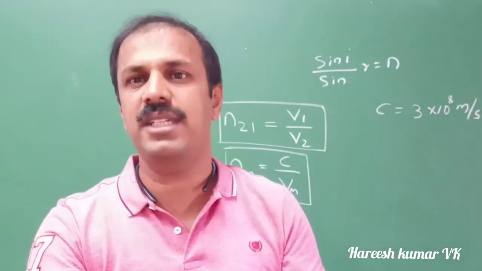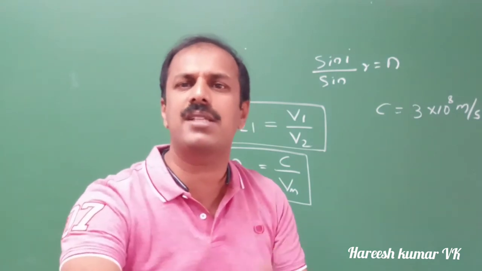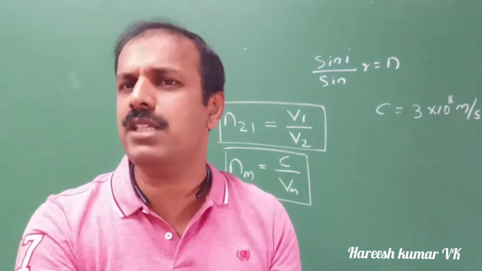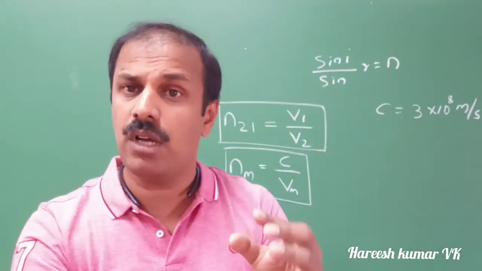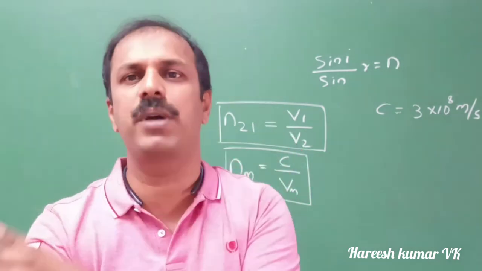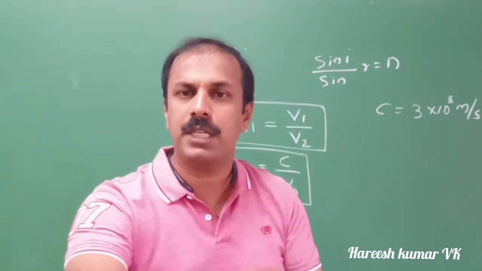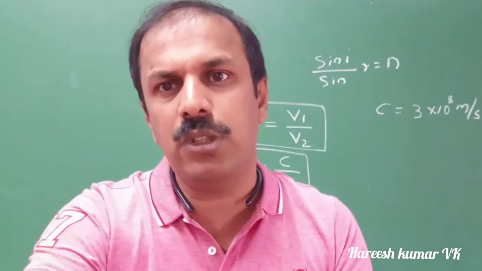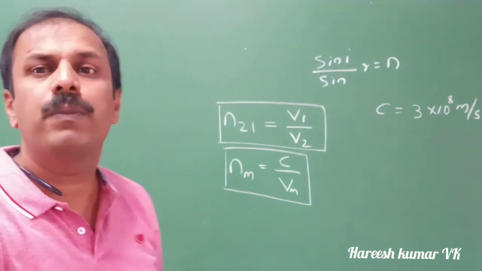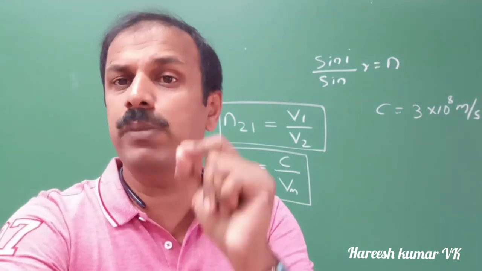I am stressing the word absolute here, but in general we will simply call it refractive index. The refractive index of glass is 1.5 means it is the absolute refractive index. If it is not absolute, we will say refractive index of glass with respect to water is this much, or refractive index of glass with respect to air is this much. If it is not mentioned, then you take it as the absolute refractive index. So absolute refractive index means refractive index with respect to vacuum: speed of light in vacuum divided by speed of light in that particular medium.